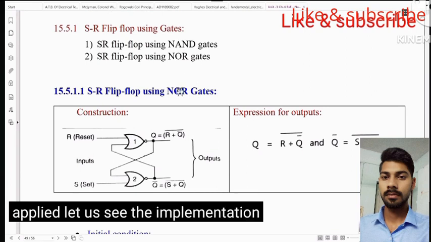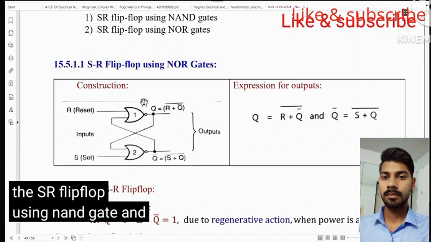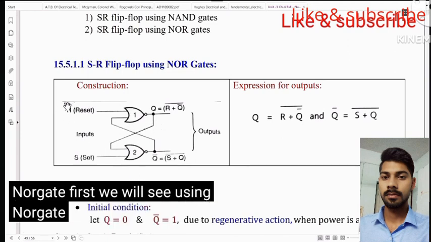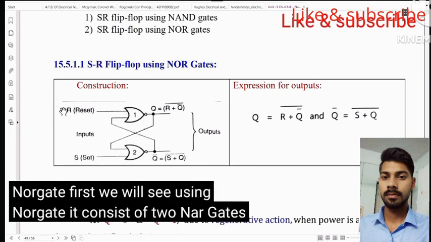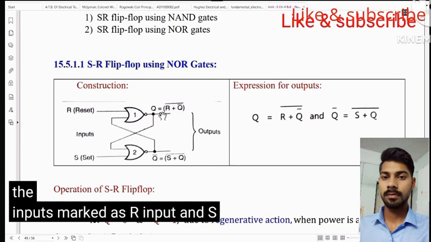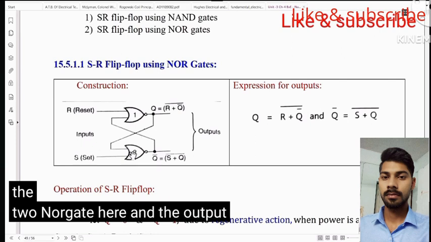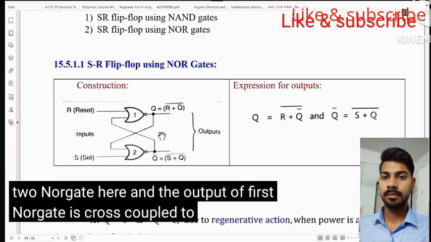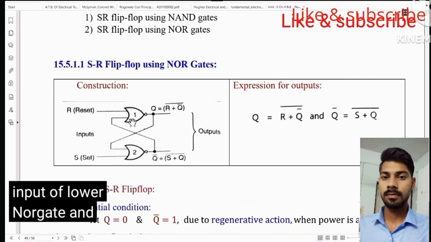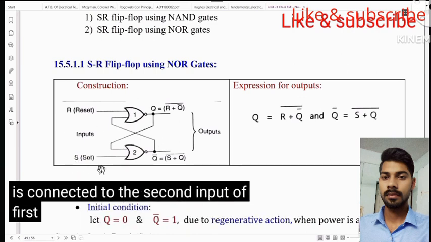Let us see the implementation of the SR flip-flop using NAND gate and NOR gate. First we will see using NOR gate. It consists of two NOR gates. The inputs are marked as R input and S input to the two NOR gates here. The output of the first NOR gate is cross coupled to the second input of the lower NOR gate, and the output of the second NOR gate is connected to the second input of the first NOR gate.